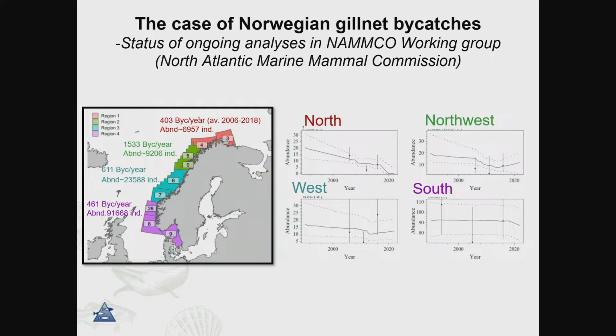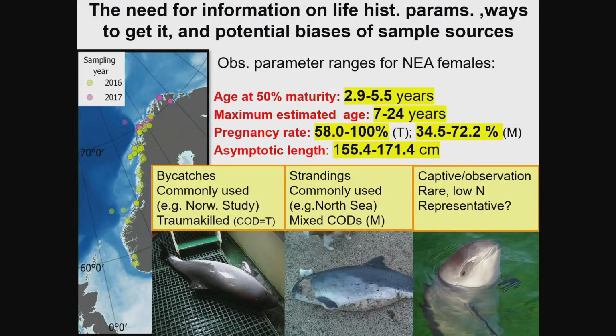Into these models go some life history variables: pregnancy, age and maturity of females, and pregnancy rates of females. So that's one of the reasons why it was important for us to estimate these parameters for Norwegian bycatches. And so in 2016 and 2017, we retrieved 134 harbour porpoises from bycatches caught along the Norwegian coast.